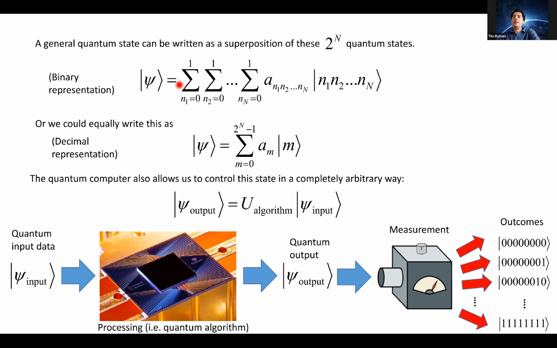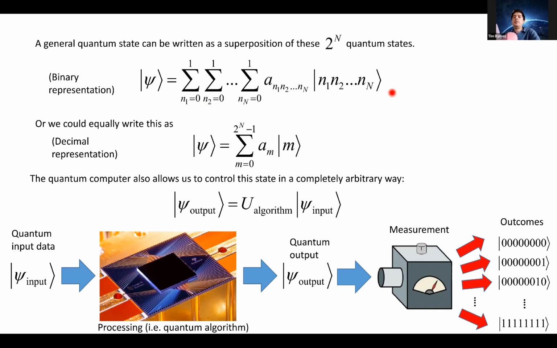And because you'd have big N of these nested sums, and each one of them runs over 2 values, n of these nested loops basically gives 2 to the power of n possible combinations. So in the binary representation, we can write the state something like this, a general state of the quantum computer in that way.